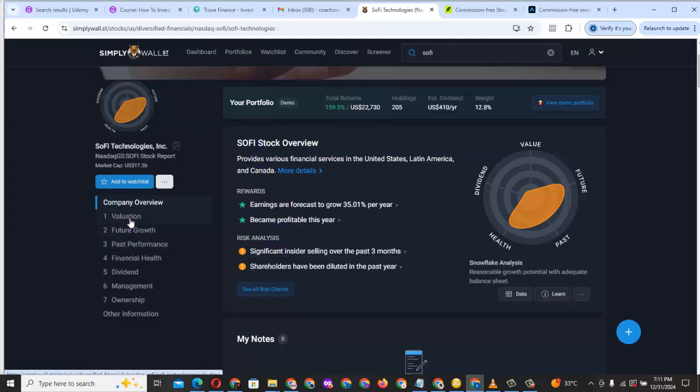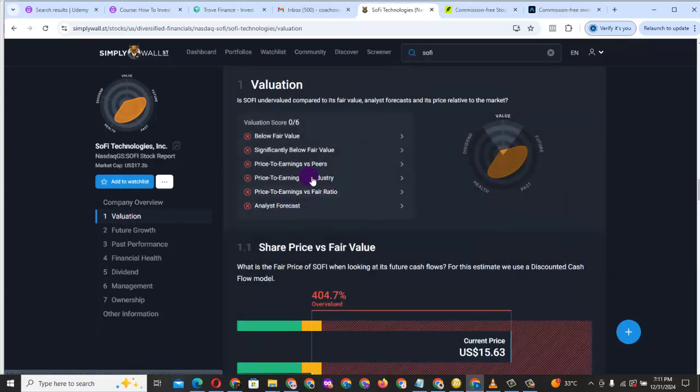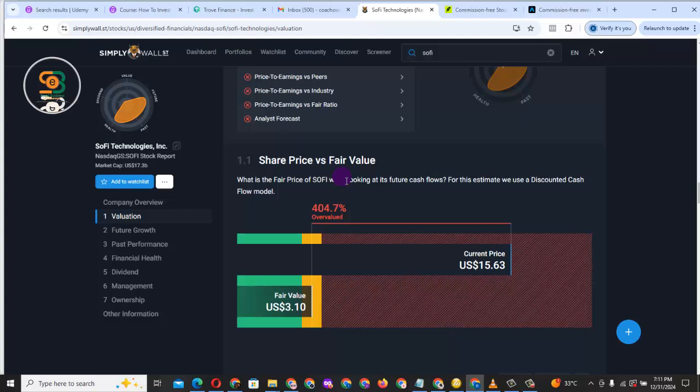I'm always going to the valuation. I'll go to the valuation to know if it is trading below intrinsic value or above intrinsic value. This is awesome. You see, this is the fair value of SoFi, $3.10, and so now it is overvalued. You can see it's trading above intrinsic value.